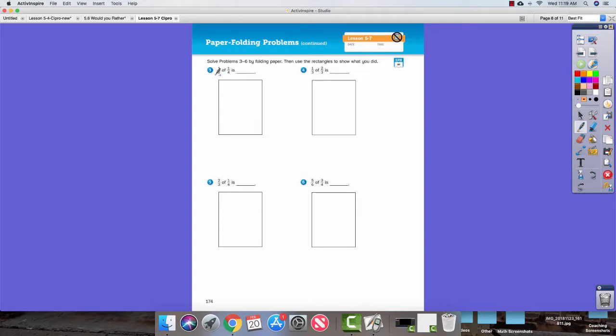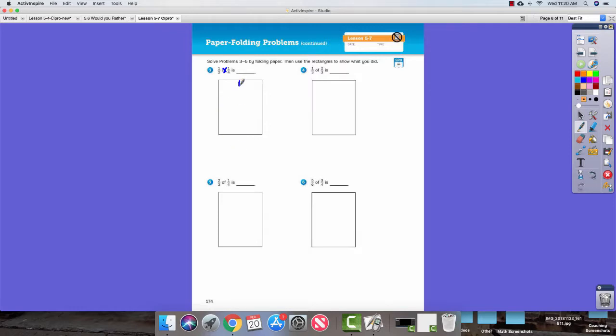So my first one that I'm going to do is a half of 1/4, and we know I can replace that "of" with a multiplication symbol. So really I'm doing a half times 1/4. And so if I'm trying to find what a half of 1/4 is, I'm going to start with 1/4, okay? And I'm going to split this rectangle to show 1/4.